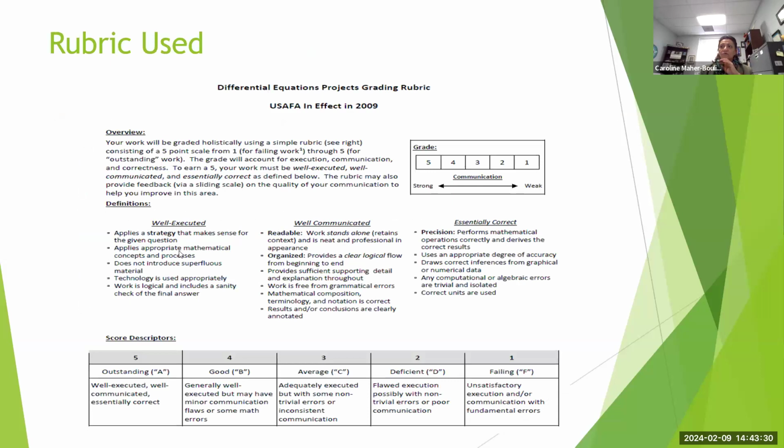This is the rubric that I use. Each project is graded out of 5. And I do let the students know what is expected of them, with all these definitions of what is a well-executed submission, what is a well-communicated submission, and so on.